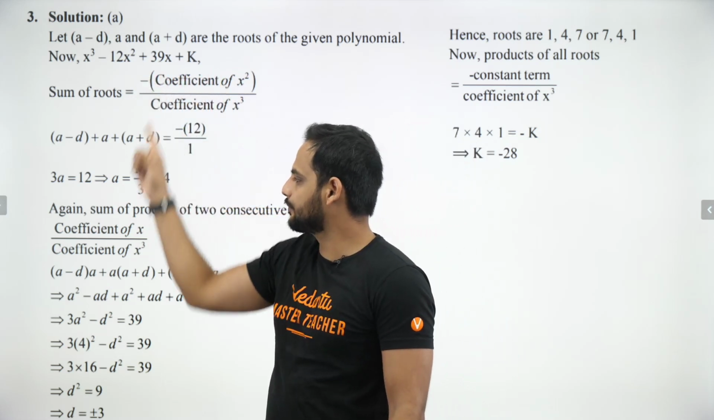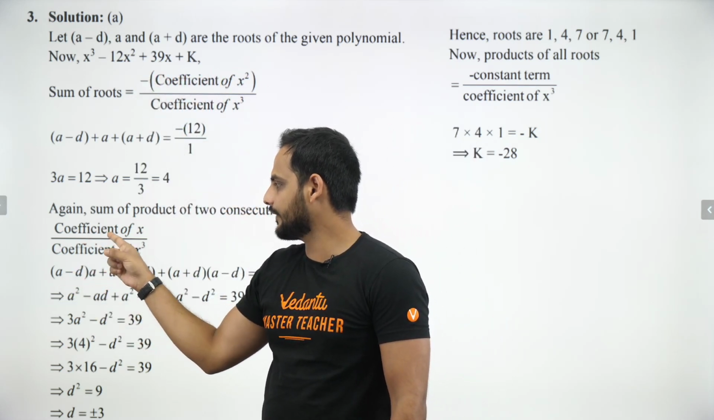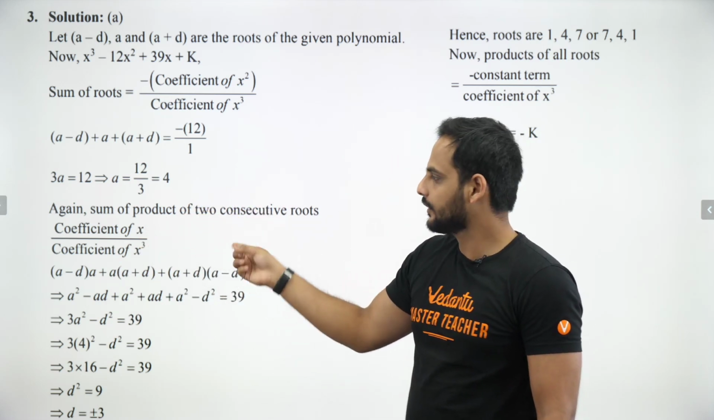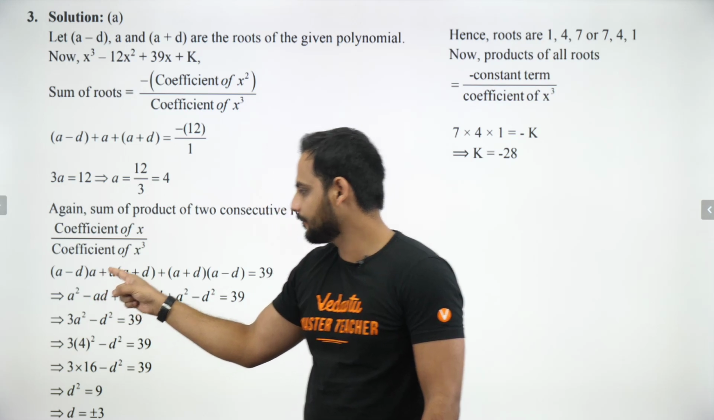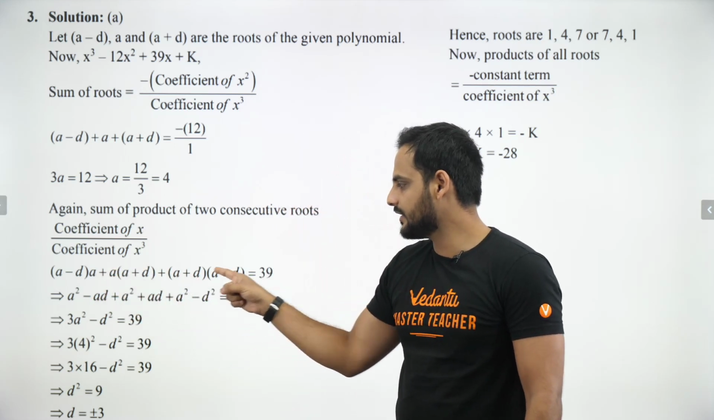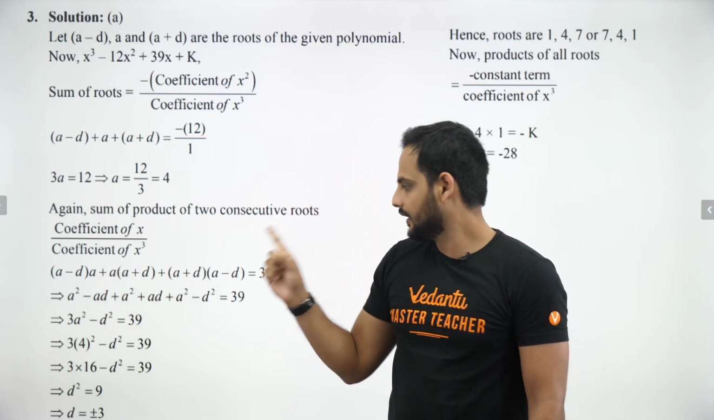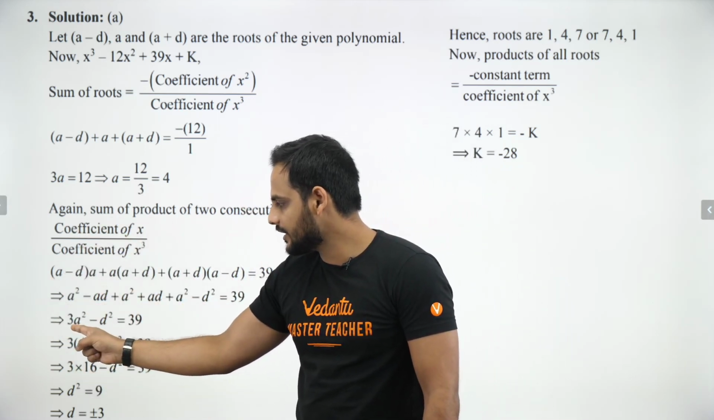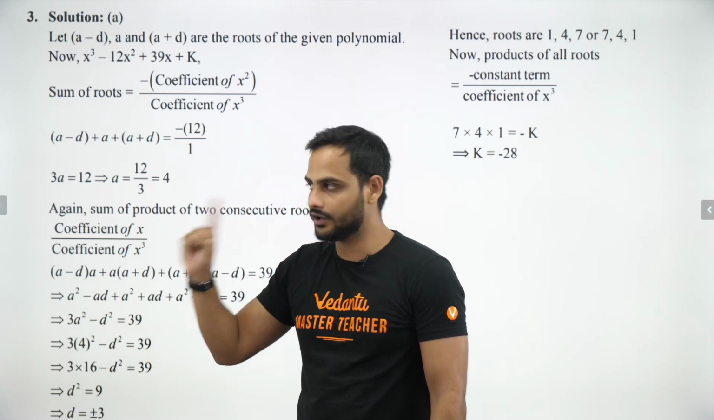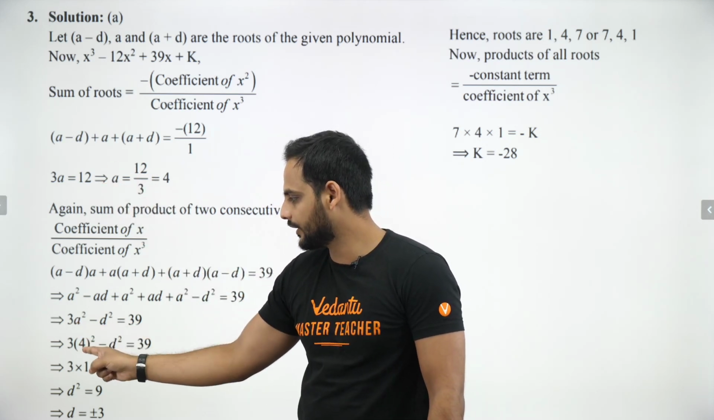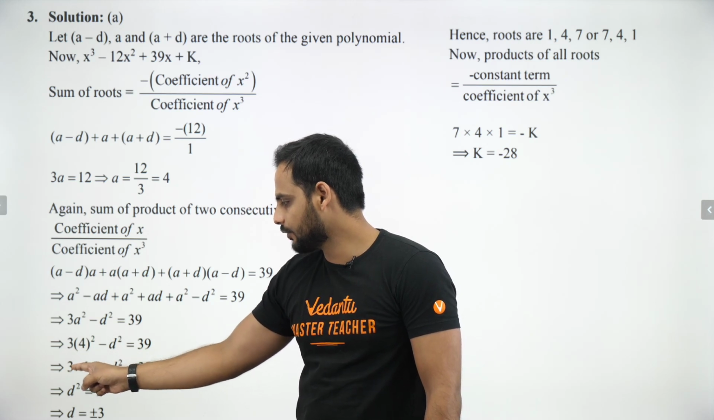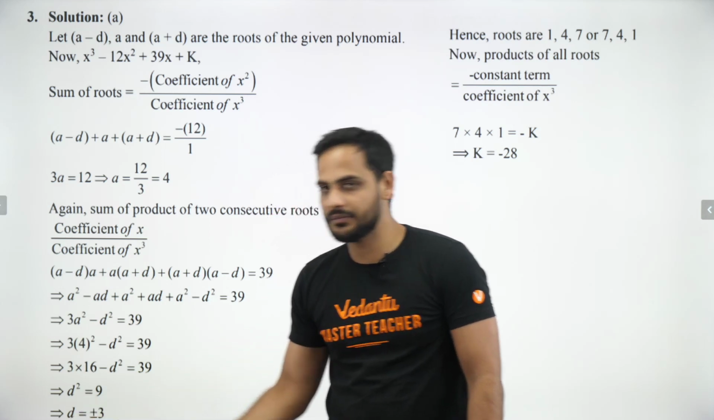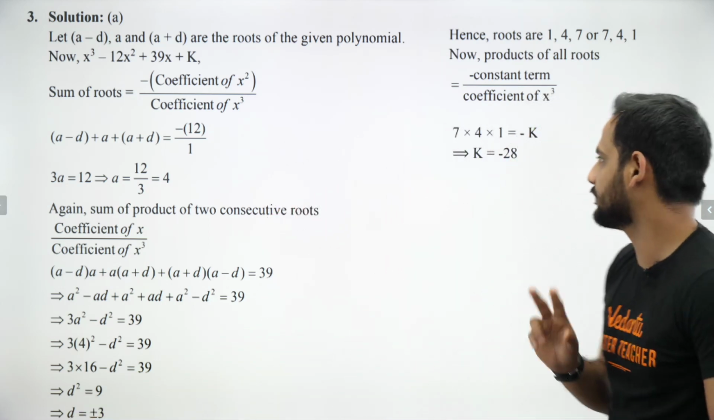Now I will use this part. Coefficient of x upon coefficient of x cube is equal to alpha beta plus beta gamma plus gamma alpha. So A minus D into A, A into A plus D and A plus D into A minus D, taken 2 roots at a time, is equal to 39. Solve करो इस equation को. At the end you are getting 3A square minus D square is 39. We already know A is equal to 4, put 4 here. So 16 into 3 which is equal to 48 shifted there. So you will be getting D square is equal to 9. So D can be equal to plus minus 3.